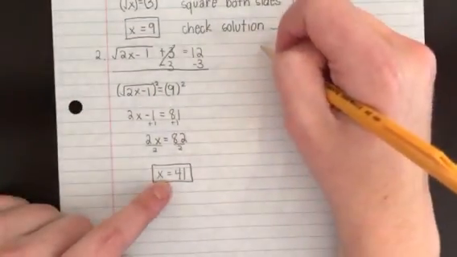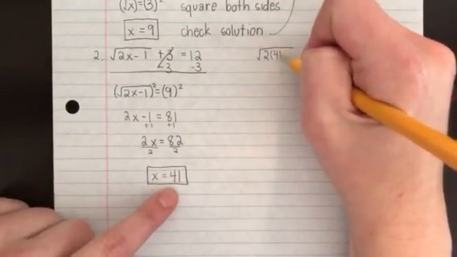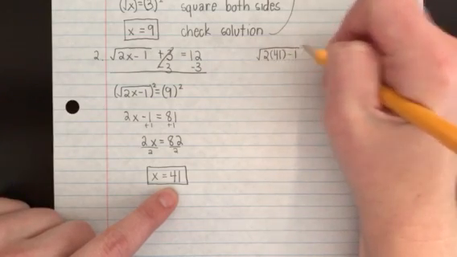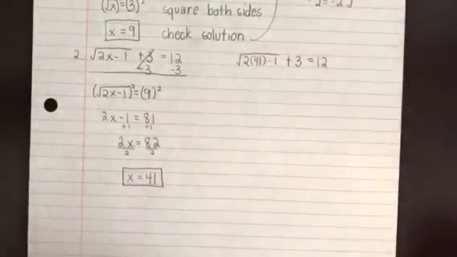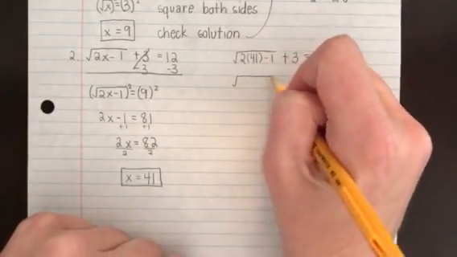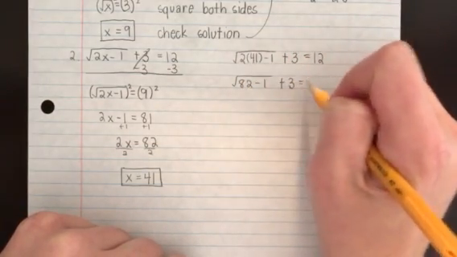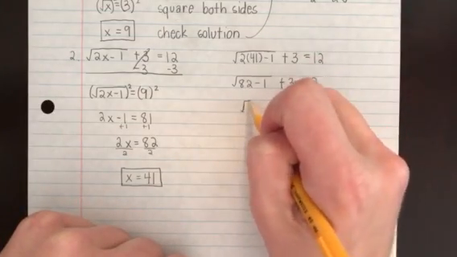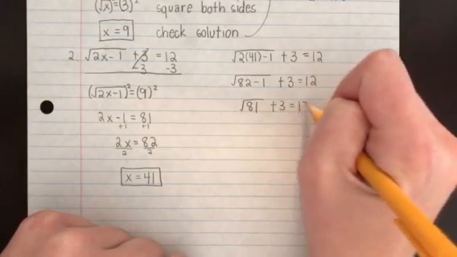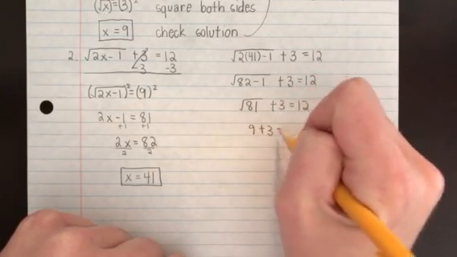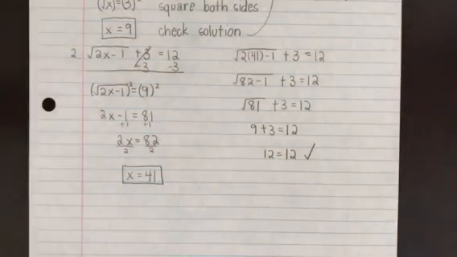So going back to the original problem, where we see x, we'd plug in 41: square root of 2 times 41 minus 1, plus 3 out of the radical, and then equals 12. So let's check it. This would be square root of 82 minus 1 plus 3 should equal 12. So square root of, 82 minus 1 is 81, plus 3 equals 12. So that'd be 9 plus 3 equals 12, and that's definitely true. 12 equals 12, we're good to go.